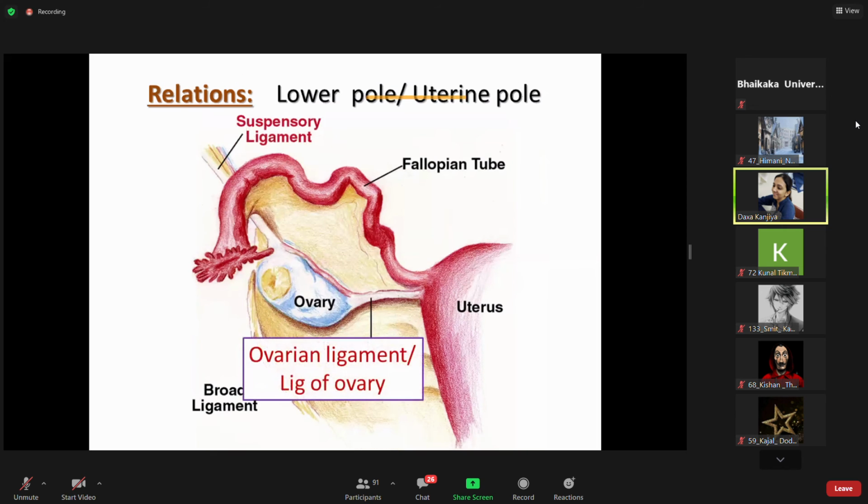Then the lower pole, which is also called the uterine pole because it is related with the uterus. It gives the attachment of the ovarian ligament or ligament of the ovary. See, the two ligaments are different, the suspensory ligament of the ovary as well as the ligament of the ovary. So the ovarian ligament extends from the lower pole of the ovary to the lateral cornua of the uterus.